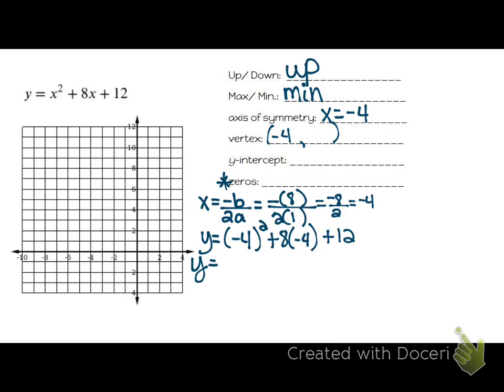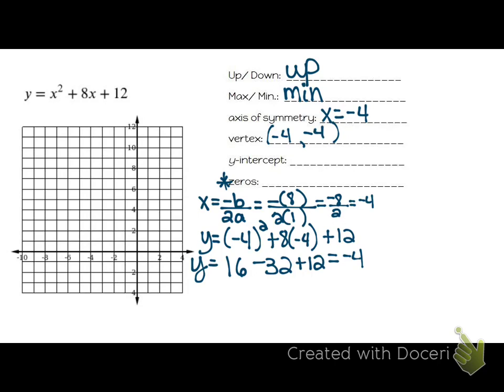Remember, when you're typing that in your calculator, put the negative 4 in the parentheses. So put parentheses, negative 4, close, square it. 16, then what? Then plus 12. What's 16 minus 32 plus 12? Negative 4. So my y is going to be negative 4.